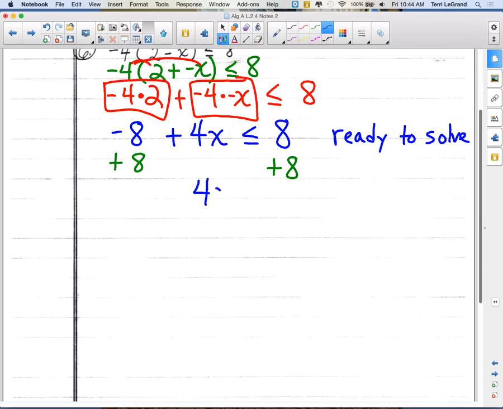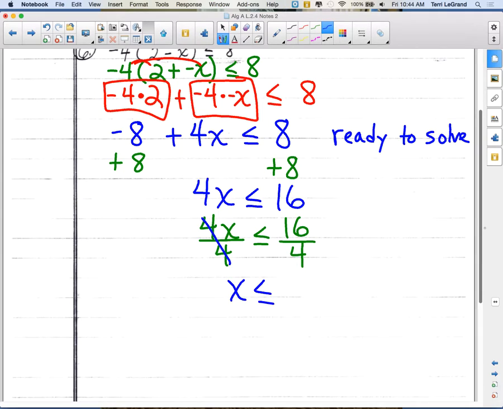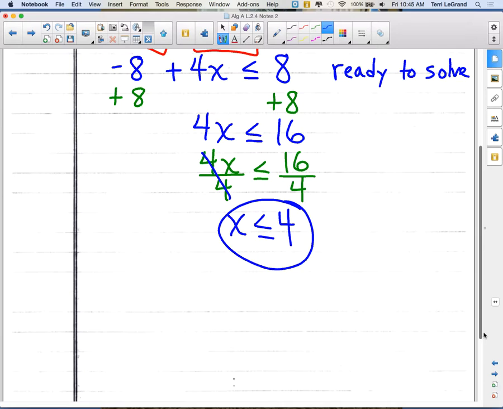And now we have 4x is less than or equal to what? 16. Okay? And our last and final move is? Divide both sides by 4. Divide both sides, not by 4x, just by the 4, because it's the x that wants to be alone. It says get the 4 out of there. Don't try and get rid of me. Just get rid of that 4. And we get x is less than or equal to 4. And we should be ready to graph it.